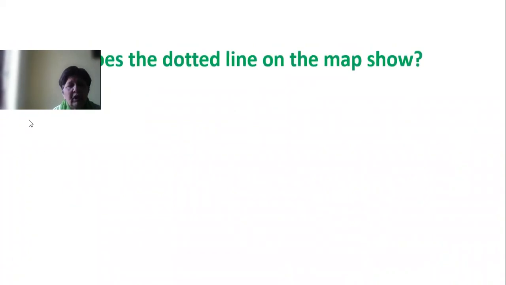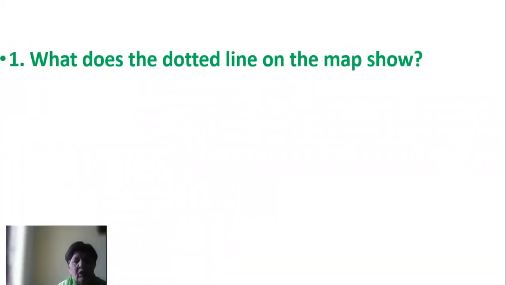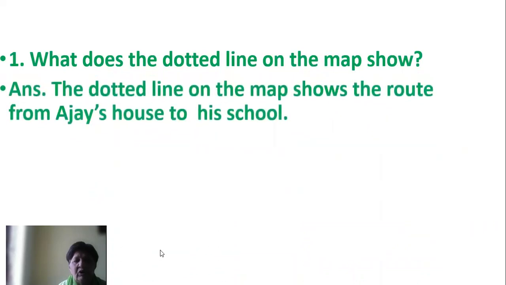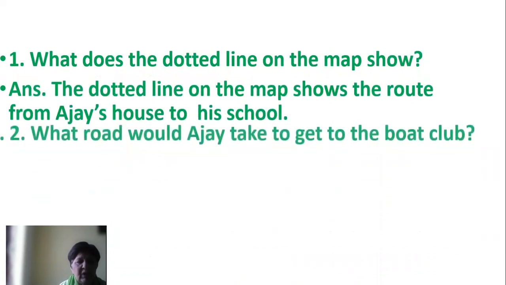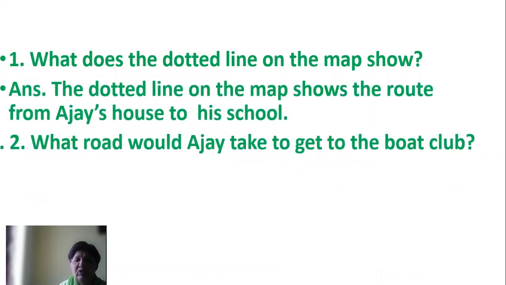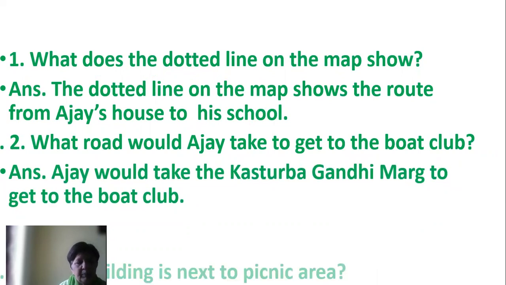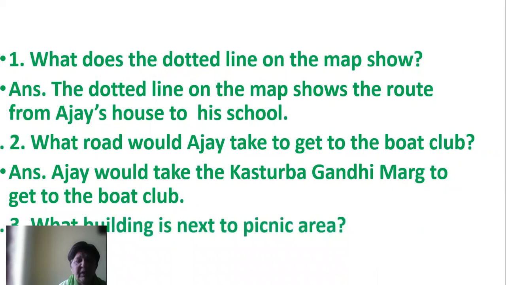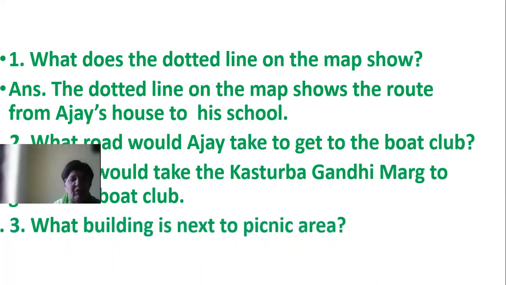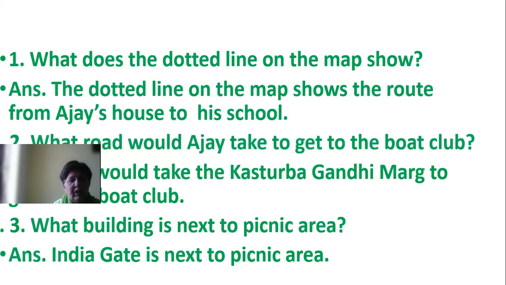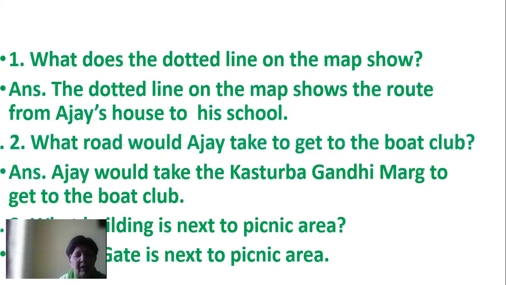What does the dotted line on the map show? The dotted line on the map shows the route from Ajay's house to the school. We have seen. Then what road would Ajay take to get to the boat club? Ajay would take the Kasturba Gandhi Marg to go to the boat club. What building is next to picnic area? Next to picnic area, what is that? India Gate. So India Gate is next to picnic area.